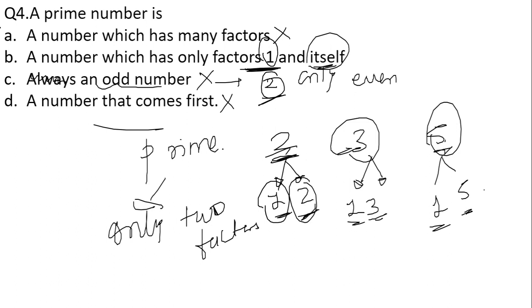The number itself. Hence, this is the correct answer to the given question, that is option number B. A prime number is a number which has only 2 factors, and among those 2 factors, one is the number itself and the other factor is 1.